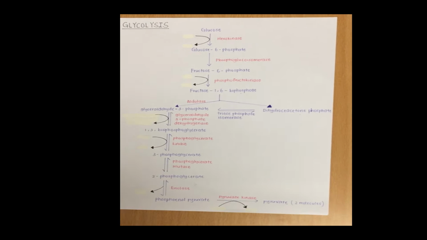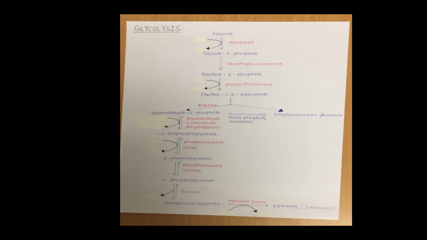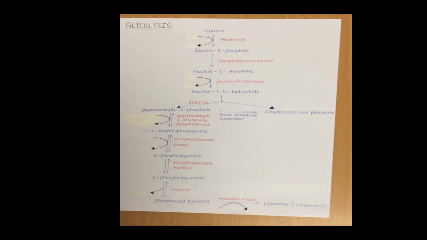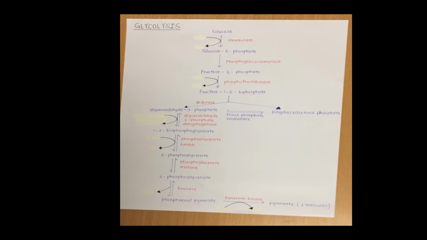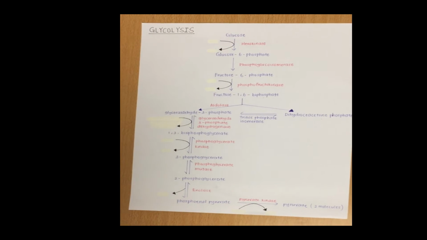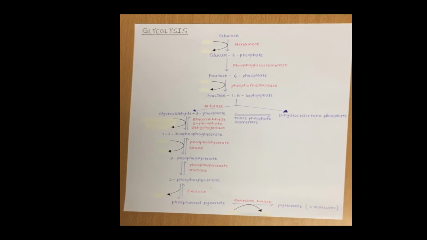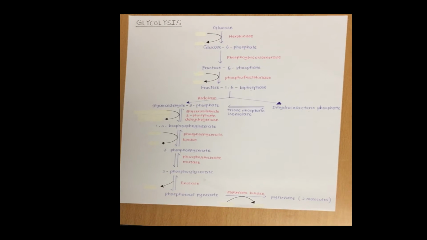Glycolysis is the breakdown of 6-carbon glucose molecules into 3-carbon pyruvate molecules, 2 ATP molecules, 2 NADH molecules, and 2 water molecules. The process takes place in the cytoplasm of the cells. The enzyme hexokinase phosphorylates the glucose.